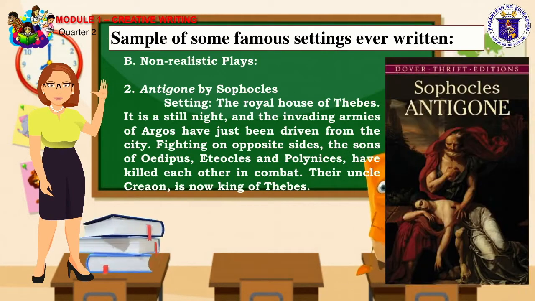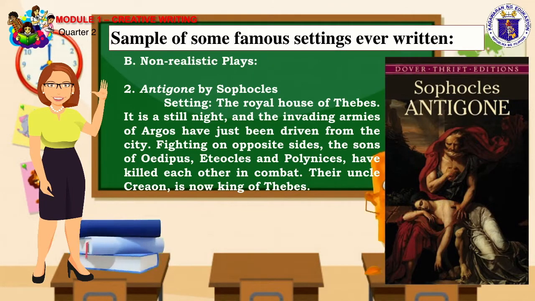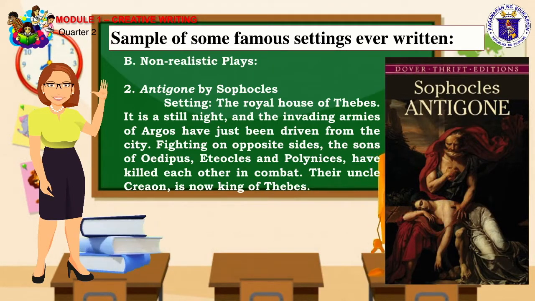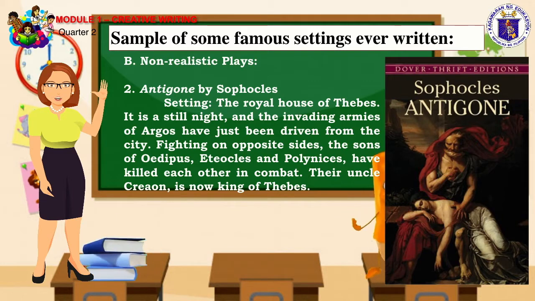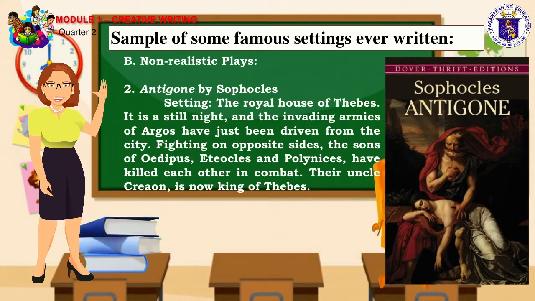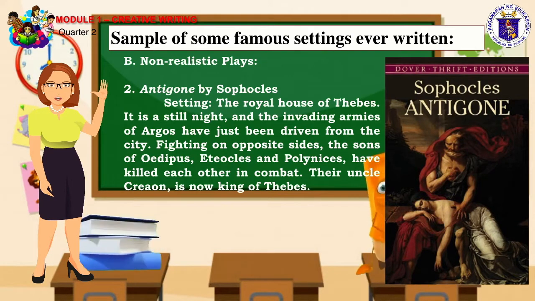Another one is Antigone by Sophocles. The setting is in the royal house of Thebes. It is still night, and the invading armies of Argos have just been driven from the city. Fighting on opposite sides, the sons of Oedipus, Eteocles and Polynices, have killed each other in combat. Their uncle Creon is now king of Thebes.